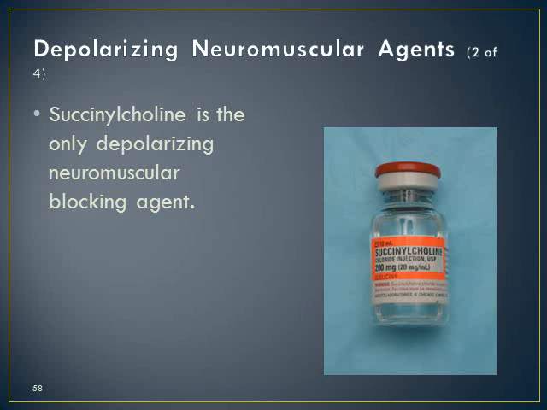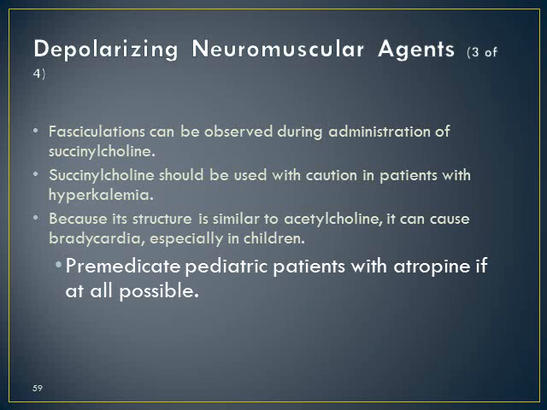Succinylcholine is most commonly the paralytic of choice for our patients. But succinylcholine is going to be the only depolarizing one that we actually utilize. When we use depolarizing neuromuscular agents, we're going to see fasciculations during administration of the succinylcholine.